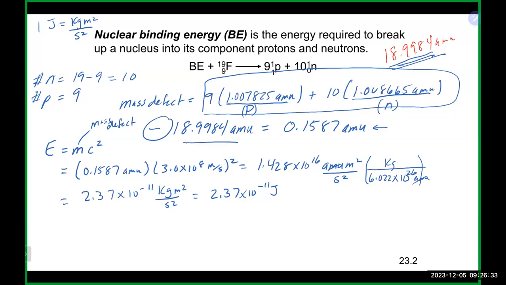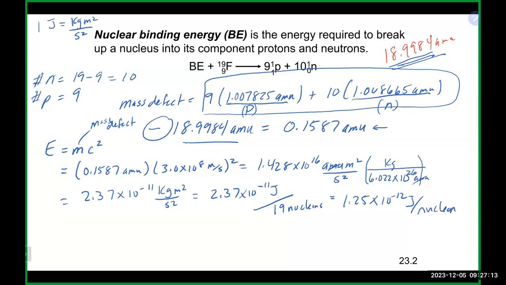At this point, though, binding energy is usually given in two forms. It's sometimes given in joules per nucleon. So a much better representation is to divide this by the number of nucleons, which is the protons and neutrons that are present, which in this case is 19, which is basically the mass number. If I did that, 2.37 divided by 19 would give me something like 1.25 times 10 to the minus 12 joules per nucleon.